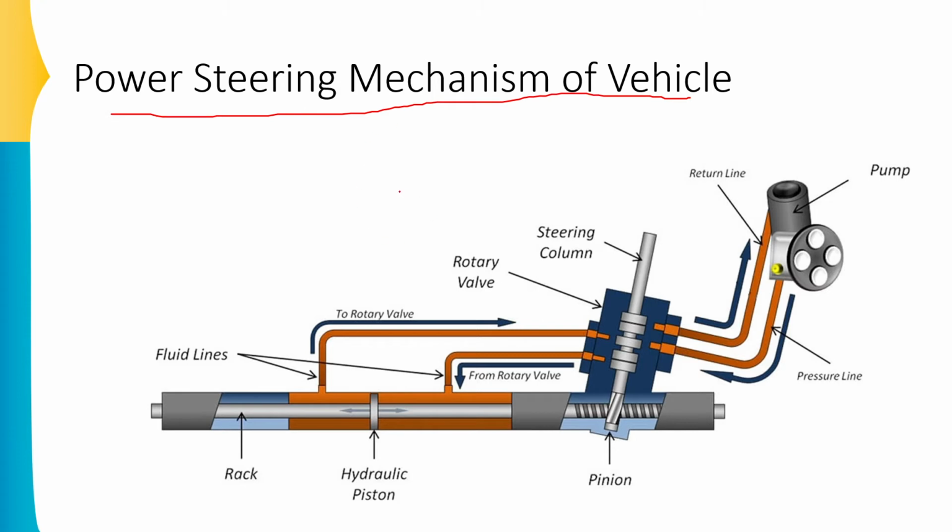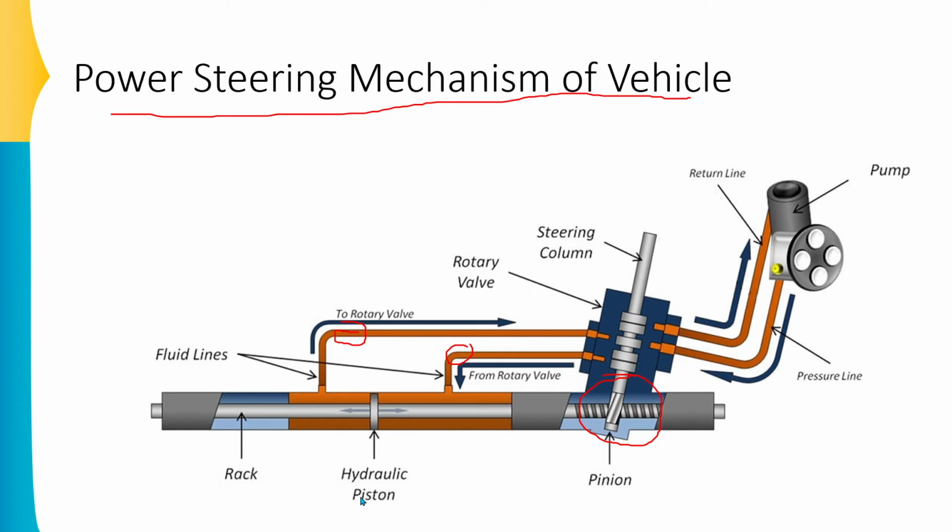The same mechanism works in the power transmitting mechanism of vehicles. Whenever you steer the column, mechanical mechanisms are nowadays actually obsolete. They use hydraulic mechanisms, and the fluid is transmitted through these orange-colored pressure lines, and it works for the steering mechanism.